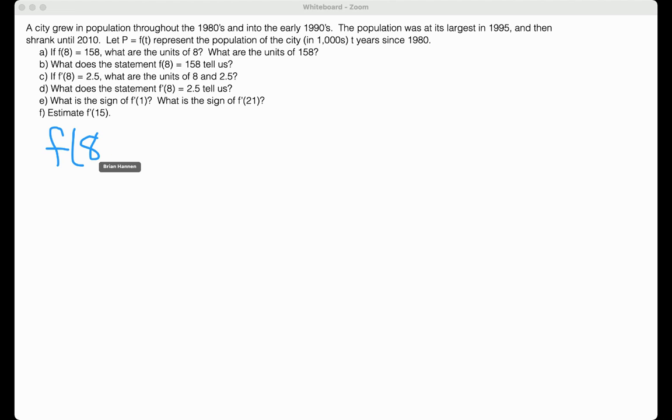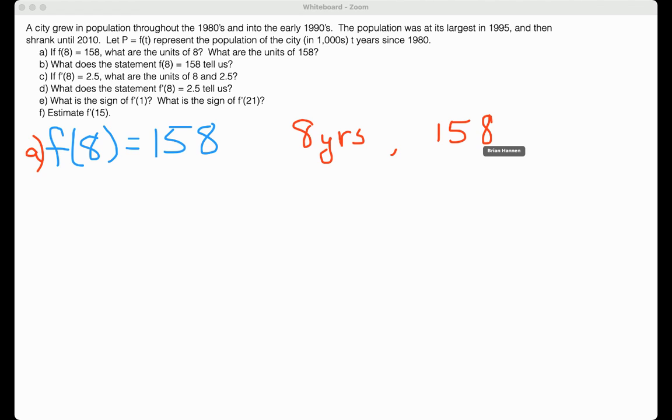In this problem, part A, if you have f of 8 equals 158, excuse me, I'm so good at reading. What are the units of 8? Well, that's easy enough. When we're talking about 8, is that related to the time or the population? And as soon as you realize that, oh yeah, this function's f of t, we realize, oh, in part A, 8 is in years. And 158, what are those units? 158 thousands of people. So the units are thousands of people.